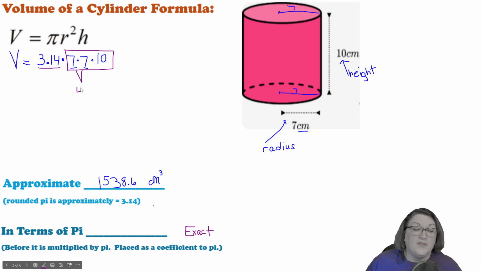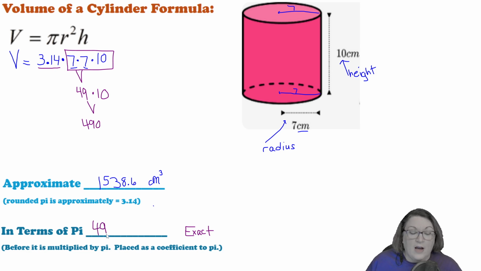7 times 7 is 49. And then 49 times 10 over here gives us 490. And that's going to be what we use in terms of pi. And instead of calculating times pi, we're going to just write that little pi symbol right next to it.